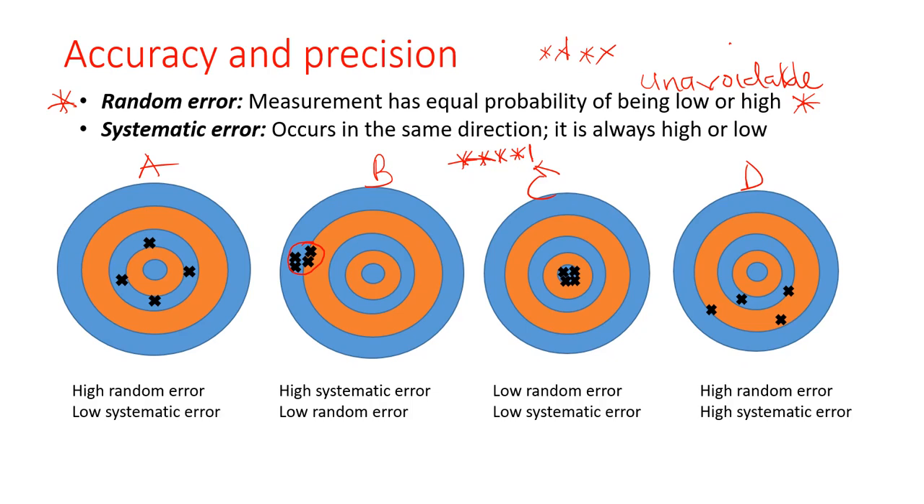So usually higher accuracy goes with random errors, while higher precision can go with both random errors and systematic errors. But when you have high precision and low accuracy, you definitely have a systematic error in your measurement.